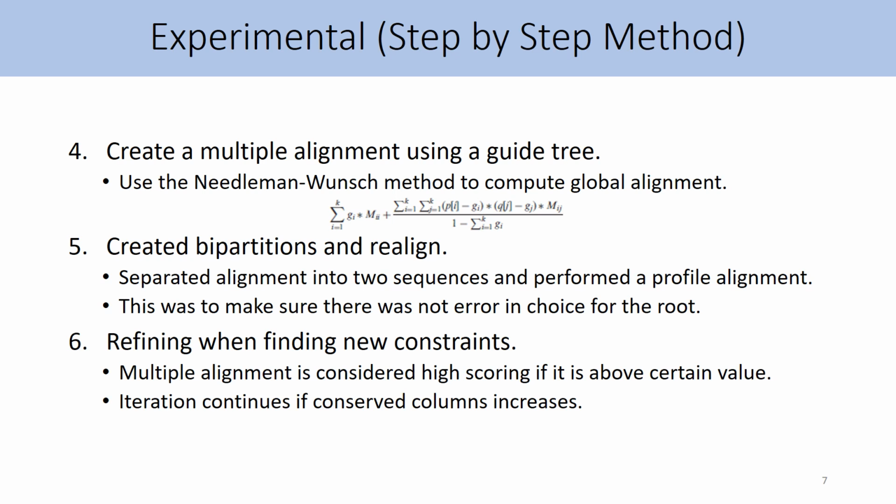After this, they created bipartitions and realigned. This accounted for any error in roots of the tree. What they did was they separated the alignment into 2 sequences and performed a profile alignment. The 6th step is to refine when new constraints are found. So you can put in more constraints when conserved domains are found or motifs are found, and this should increase the accuracy of the results.